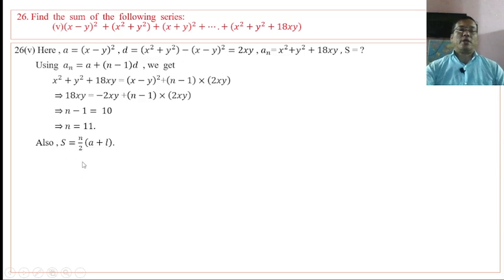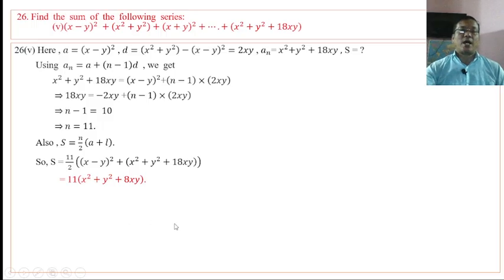Also S equals n by 2 times a plus an, giving their respective values. n is what? 11. The first term is x minus y whole square, and the last term is x square plus y square plus 18xy. Simplifying, we get 11 times x square plus y square plus 8xy.